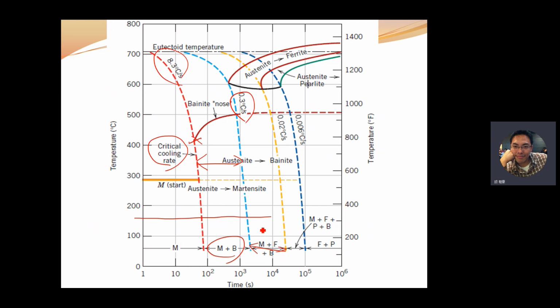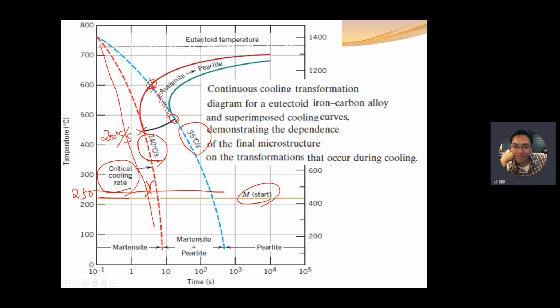Therefore, if we want to get the transformation, we have to figure out the cooling rate, to be sure that the transformation must occur. For example, we already discussed this before, the critical cooling rate 140 Celsius per second. For sure, the austenite to pearlite transformation will occur.